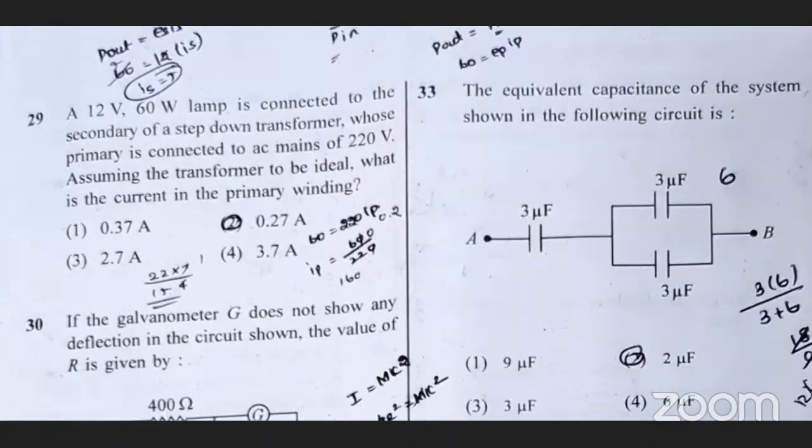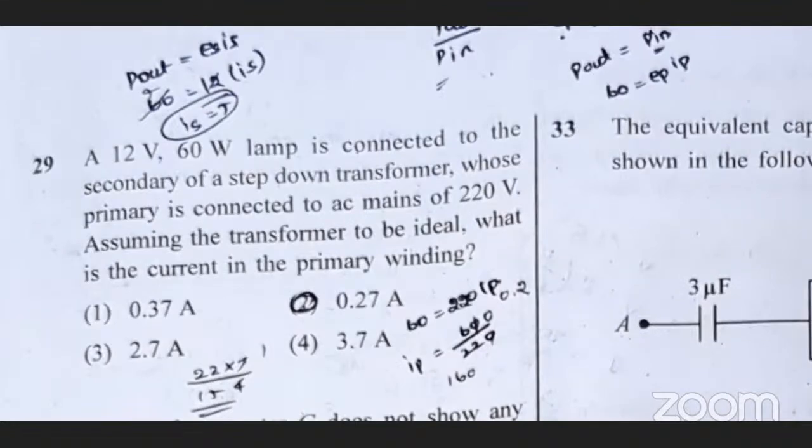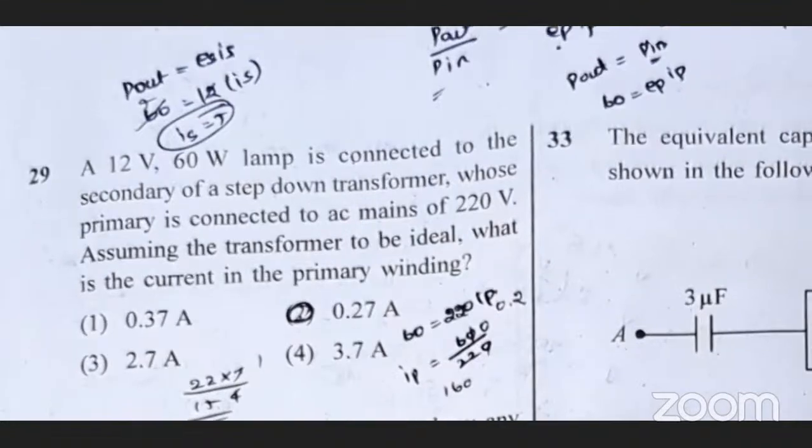This is the question. So here we need to find what is the current in the primary winding. That means the input current we need to find. So output power is given and output voltage is given. So first, by using the output power and output voltage, find the output current.